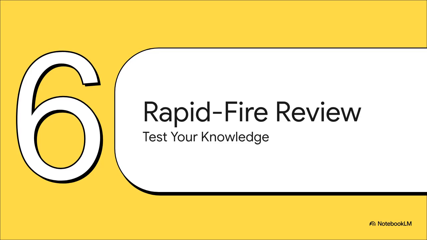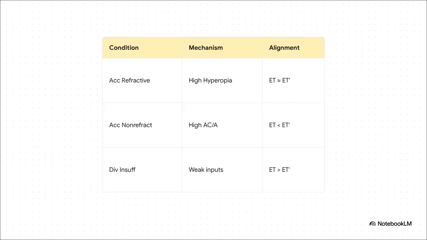Wrapping up with Section 6, OCAP Rapid Fire Review. Well, we have climbed the entire diagnostic tree. Now let's tie all this physiology directly to your exam strategy. This matrix right here, this is your ultimate OCAP pattern recognition tool. By strictly analyzing the relative magnitude of the distance deviation versus the near deviation, you can instantly unlock the diagnosis. Equal deviations mean high hyperopia driving a refractive process. A dramatically worse near deviation means a high AC/A ratio is to blame.